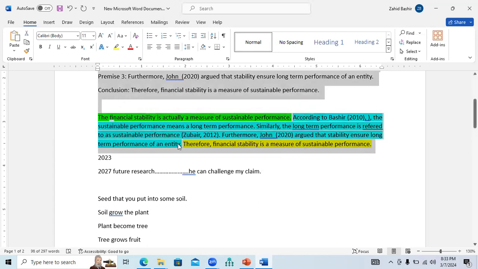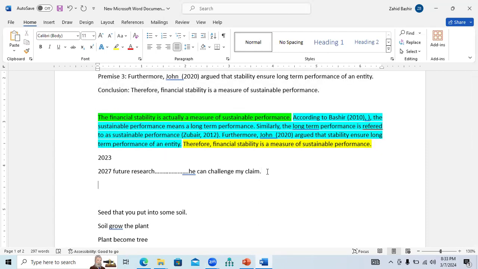Now he will use this claim as a premise for making his own argument. Let's suppose he creates premise one where he will state my claim, that according to 2023, financial stability is a measure of, and then premise two.